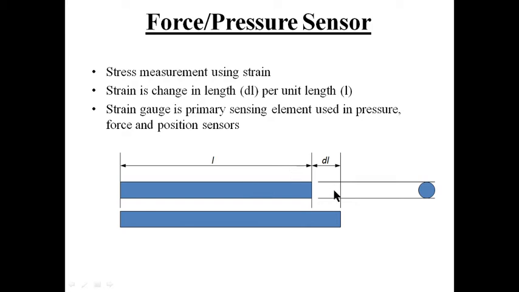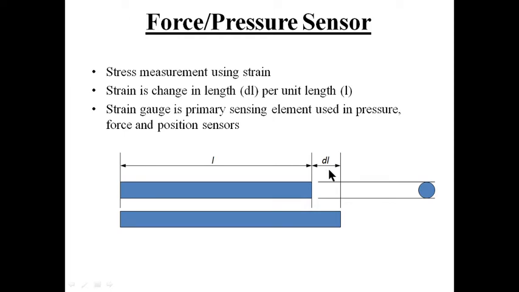Just focus on the screen. Suppose we have a rod of length L, and when you pull it outward, its length increases by dl. So the strain here is dl by L. When you apply an external tension force on this bar, we get the change in length dl.